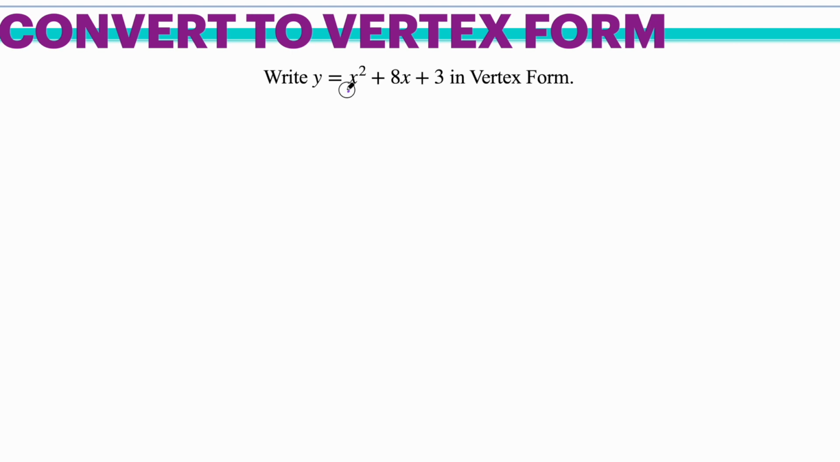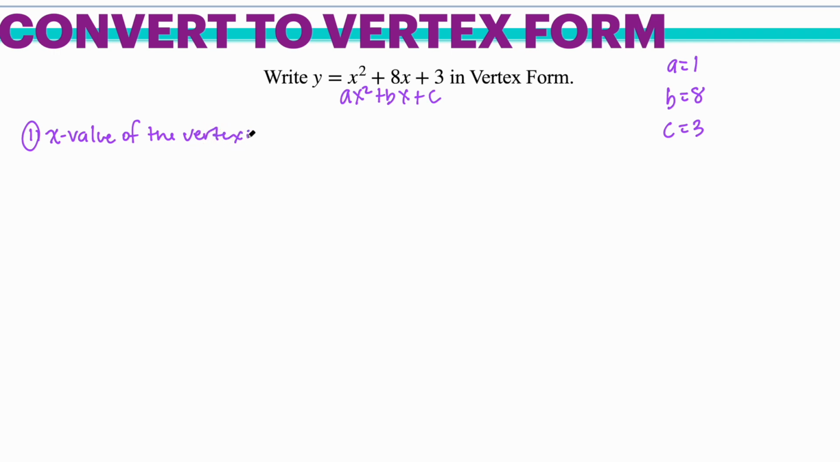Okay, so the first thing I'm going to do is I know that this is ax squared plus bx plus c. So I'm going to go ahead and write the fact that a is 1, b is 8, and c is 3. So the first thing we do is we have to find the x value of the vertex.